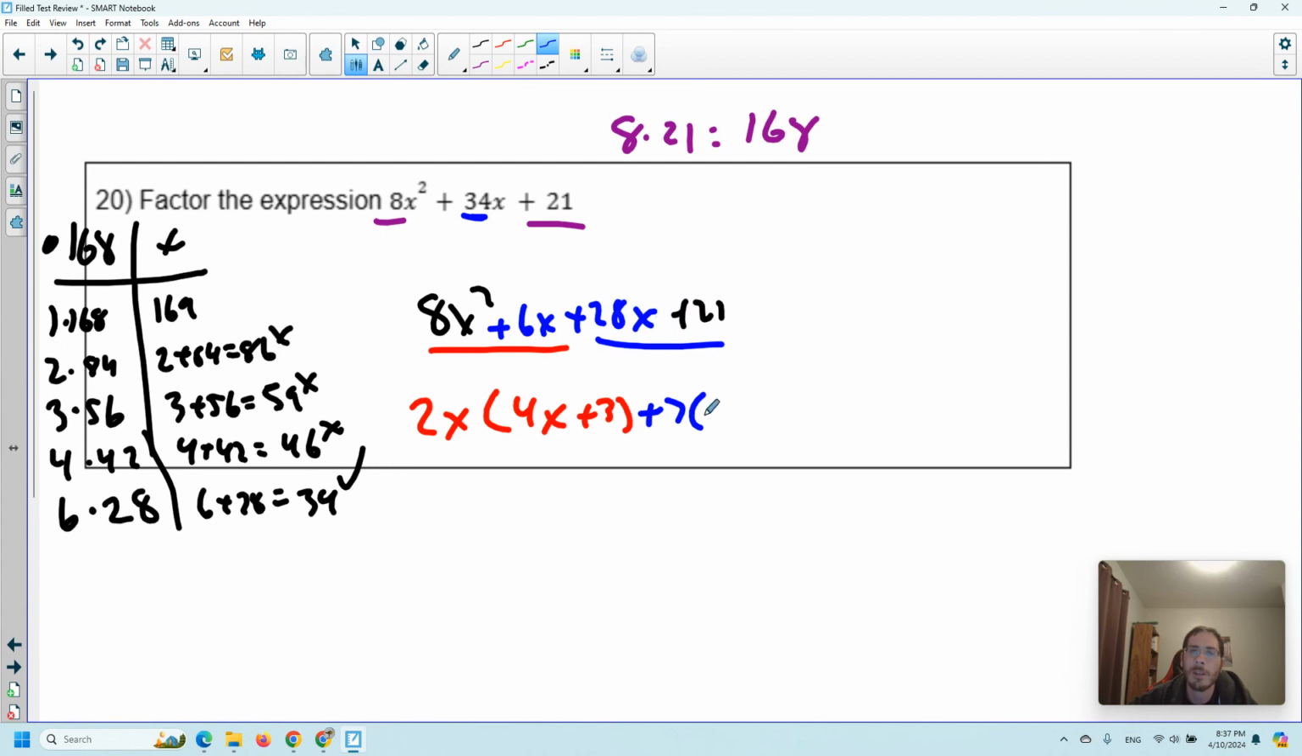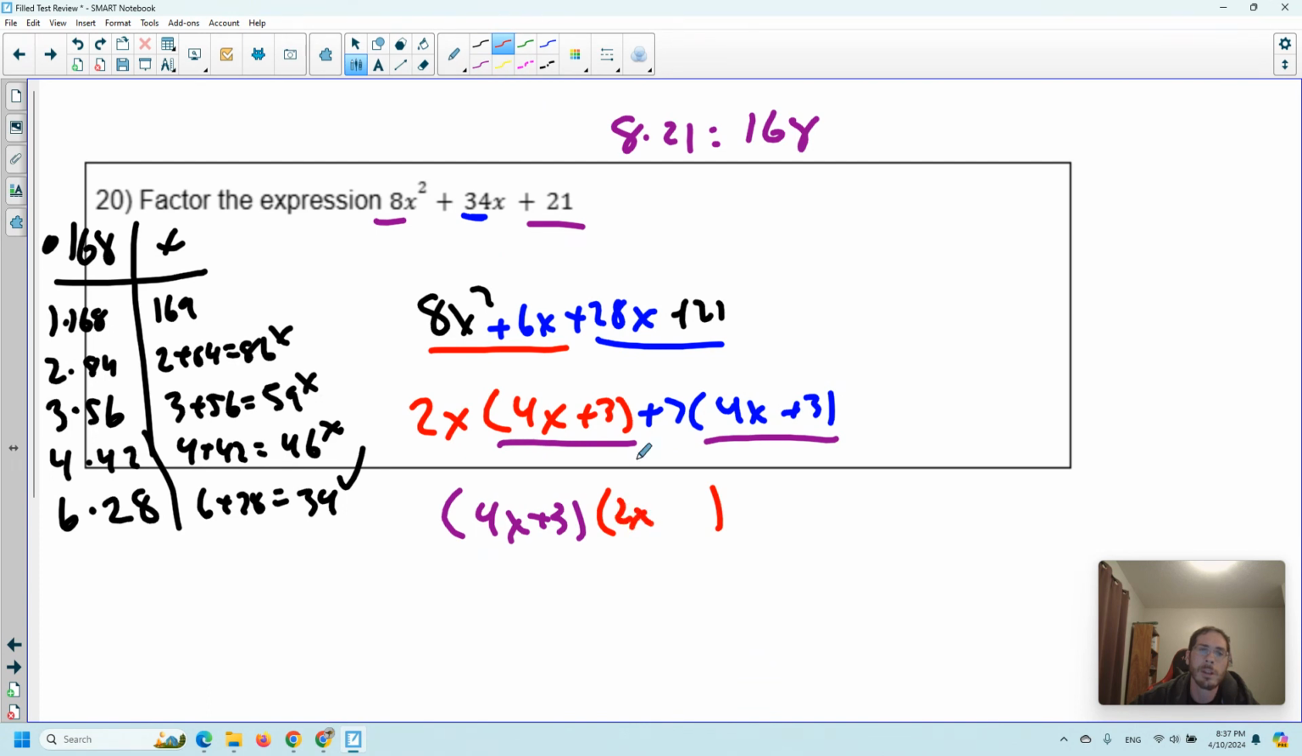28 divided by 7 is 4x. Perfect. 21 divided by 7 is 3. Perfect. Looks like we're in business. 4x plus 3 is our new GCF. That's the same in both parts. And the leftovers, 2x and 7. All right, if we want to use the boxes.